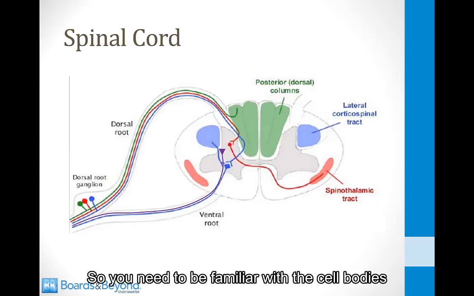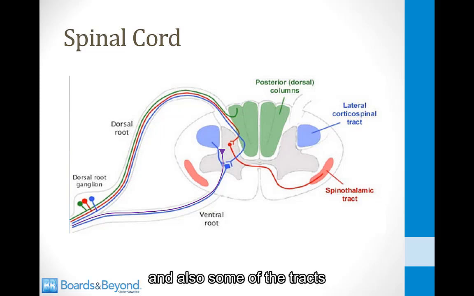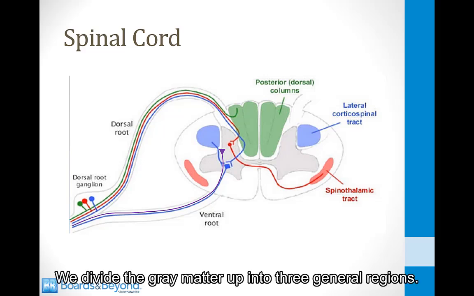So you need to be familiar with the cell bodies found in the gray matter of the spinal cord and also some of the tracts running through the white matter. Let's talk about the cell bodies first. We divide the gray matter up into 3 general regions.